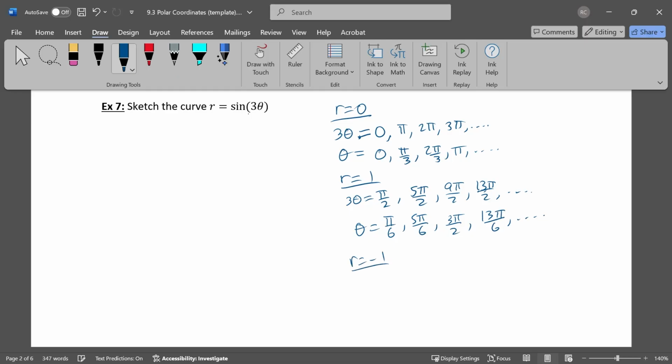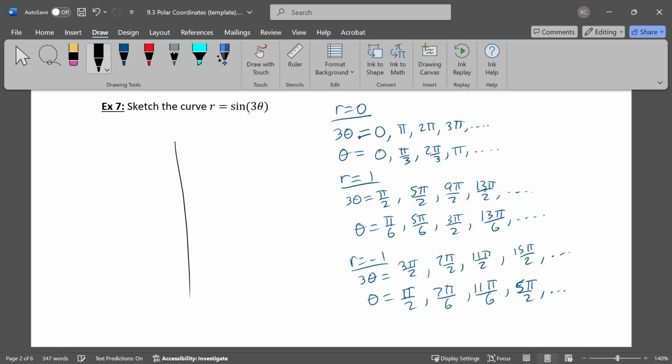And r is negative 1 when 3 theta is 3 pi over 2, or 7 pi over 2, or 11 pi over 2, or 15 pi over 2. And so theta is 3 pi over 2 divided by 3, which is just pi over 2, or 7 pi over 6, or 11 pi over 6, or 15 pi over 6, which is also 5 pi over 2. Or, wait, hold on. 5 pi over 2. There we go. Got to make sure I don't do something silly.